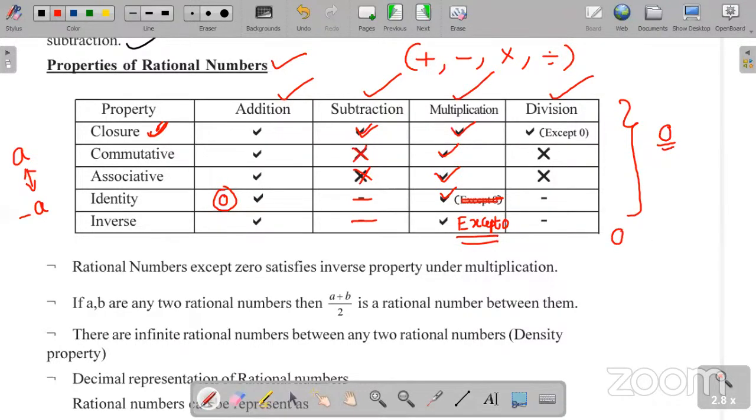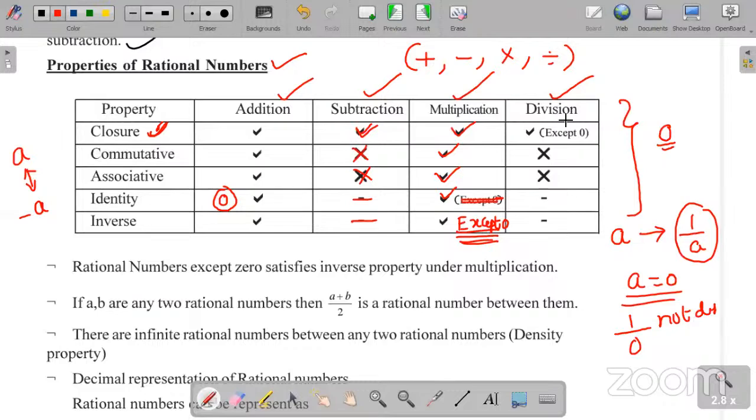Inverse means, for example, if A is a rational number, its inverse is 1 by A, or we can say multiplicative inverse, or reciprocal also. If A is equal to 0, what does it become? 1 by 0. 1 by 0 is not defined. That's why except 0, for all rational numbers, the inverse exists. In division, closure holds, but except for 0. Not commutative, not associative, and these two will not hold good. Clear?